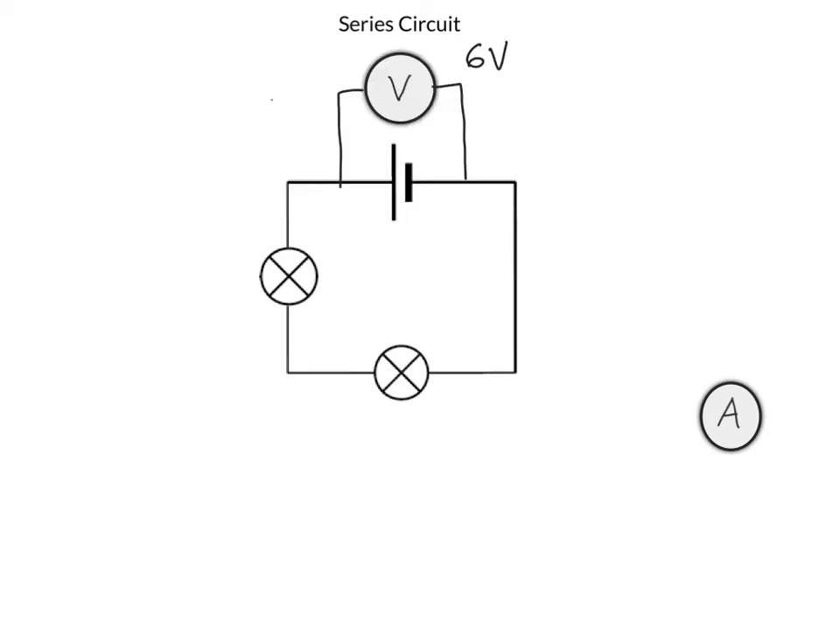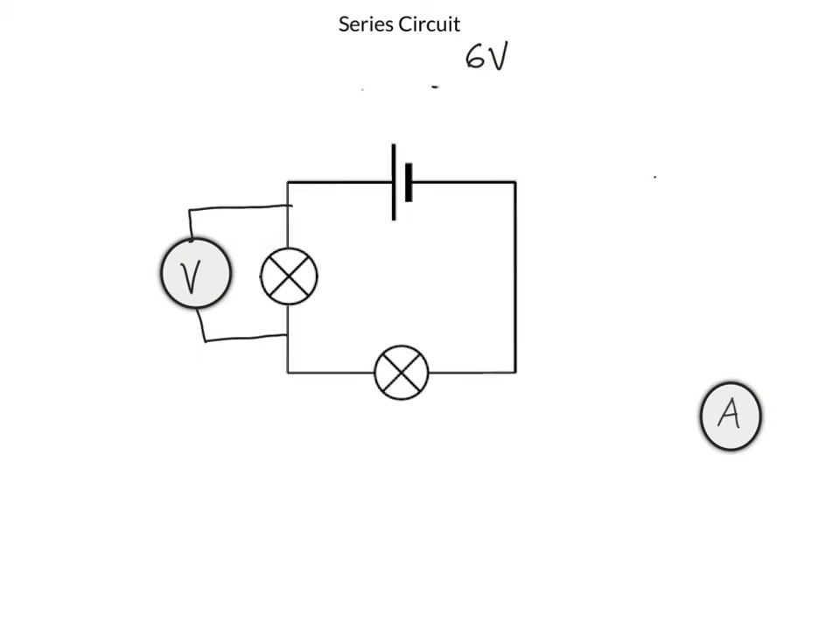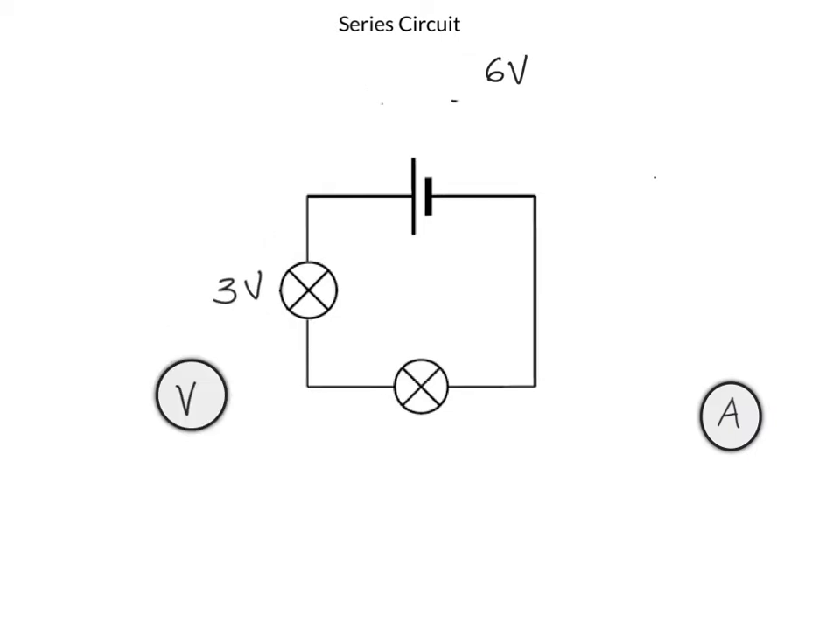So the first place I'm putting my voltmeter is in parallel, so across the cell of this circuit. And when I do that, my voltmeter reads 6 volts. Now I'm going to measure the voltage of the two bulbs. So to do that, I'm going to move my voltmeter and connect it like this in parallel across the bulb. And when I do that, I see that my voltage is 3 volts. Now I'm going to move my voltmeter and take the reading of this bulb. Again, attaching it in parallel across that bulb, I get a reading of 3 volts.